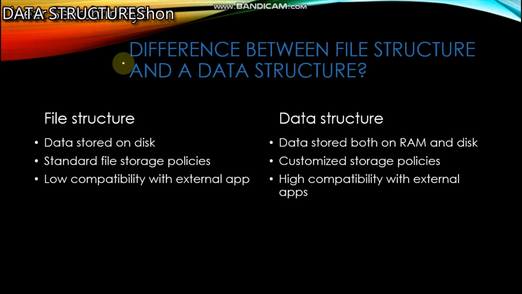What is the difference between a file structure and a data structure? A file structure is an entity which gets stored only on the hard disk drive or only on the local storage. But when you're talking about data structures, they have the ability to natively be stored both on the RAM, that is the random access memory, and the hard disk at the same time. Then coming to the second point, there are certain policies which guide the storage of data. With respect to file structures, we have the standard file storage policies which work based on the operating systems and how the data is supposed to be stored.